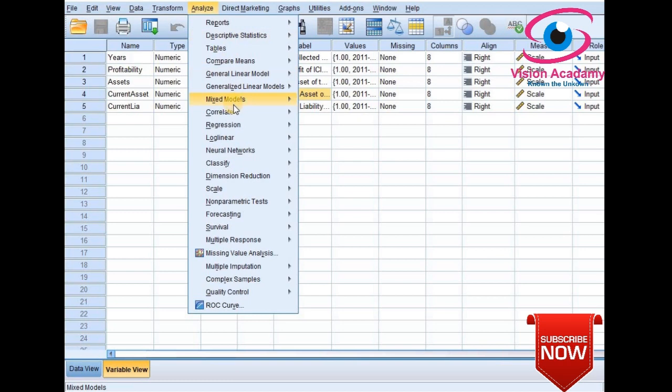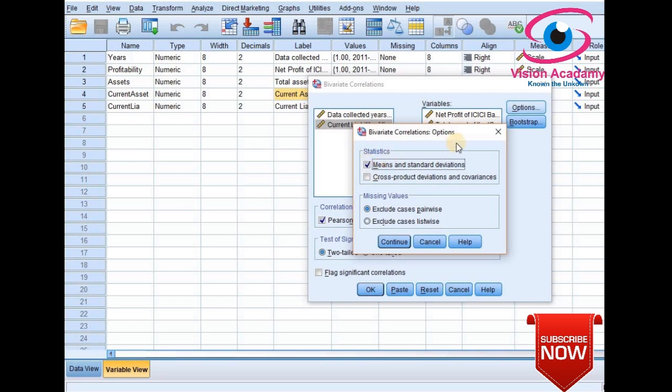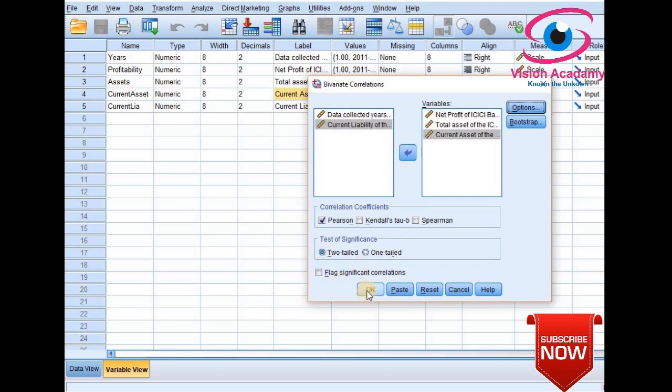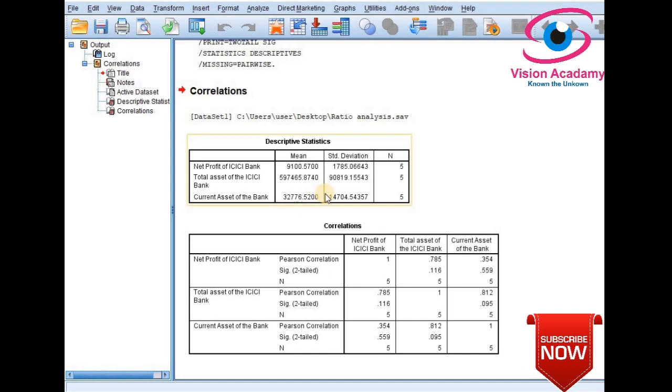So for that, analyze, correlate, bivariate. I will have to move in the variables on which I am going to calculate. So net profit, total assets and current assets. And if you want any means and standard deviation along with that, you can check it here. You can select that. After that, click OK. So now your data is ready.